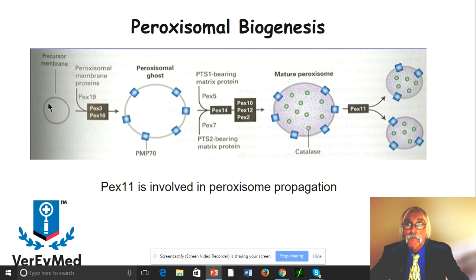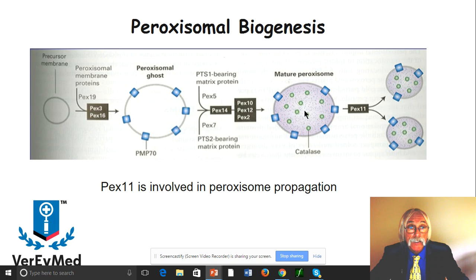You start off with a precursor membrane that's synthesized probably from the endoplasmic reticulum, maybe also the mitochondria. Peroxisomal membrane proteins start building in. These are, again, translated from soluble ribosomes in the cytoplasm. PEX19 interacts with PEX3 and PEX16, starts forming these outer membrane proteins. We call this a peroxisomal ghost. Then peroxisomal targeting sequence bearing matrix proteins like PEX5 and PEX7, which has the second targeting sequence, interact with PEX14 and all these other PEX proteins, and now you start moving proteins into the peroxisome.